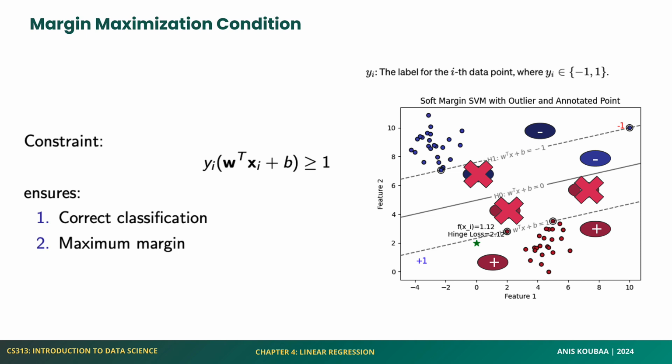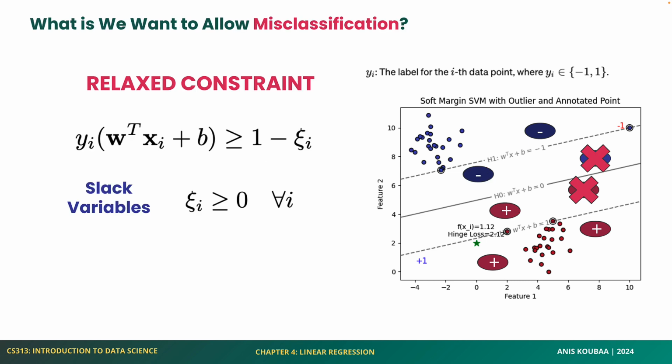So this condition ensures a correct classification with respect to the maximum margin classification, and will ensure the maximum margin between both. So maybe in this case, if we're going to optimize, we're going to have the lines at this level, maybe at this level and at this level. So the street will be much smaller. And this is if you want to use maximum margin classification.